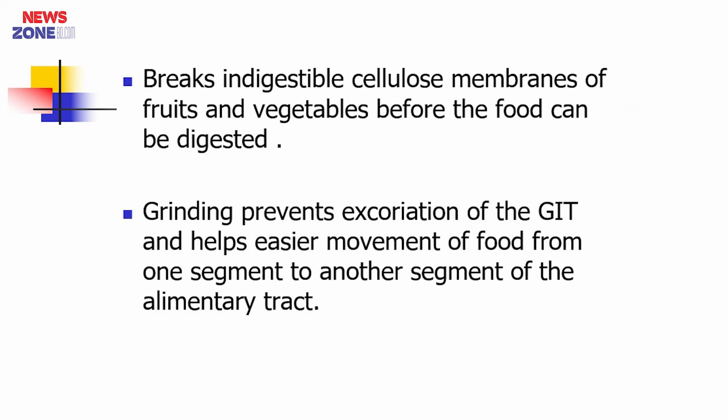It breaks the indigestible cellular membrane of fruits and vegetables before the food can be digested. Grinding prevents excoriation of the GIT and helps easier movement of the food from one segment to another of the alimentary tract.